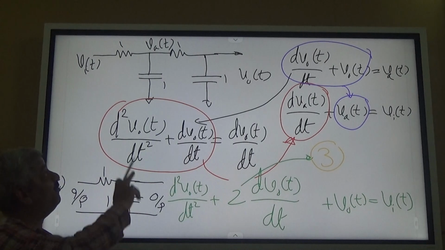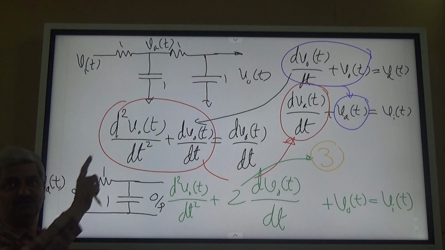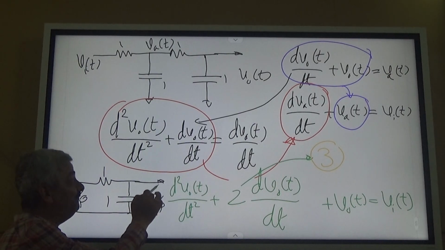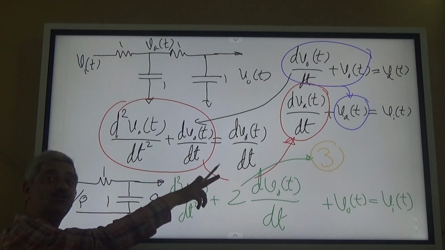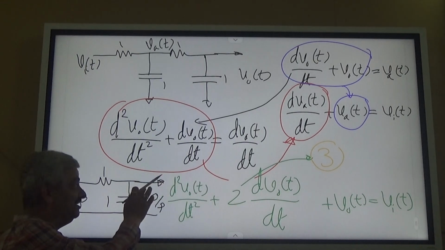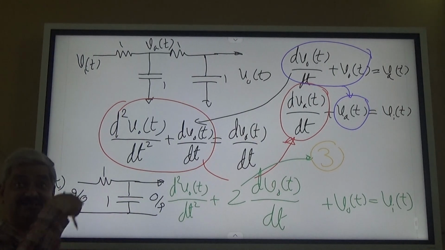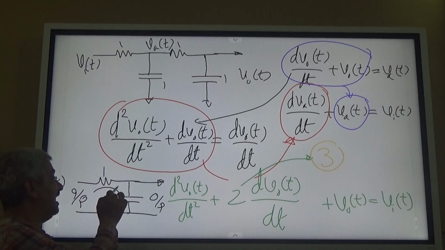We applied that for the second part, and it is correct. But we cannot apply this to the first part. Why? Because this is a differential equation. If this output is not being used to supply the load, this entire differential equation is derived for the fact that the current is common.